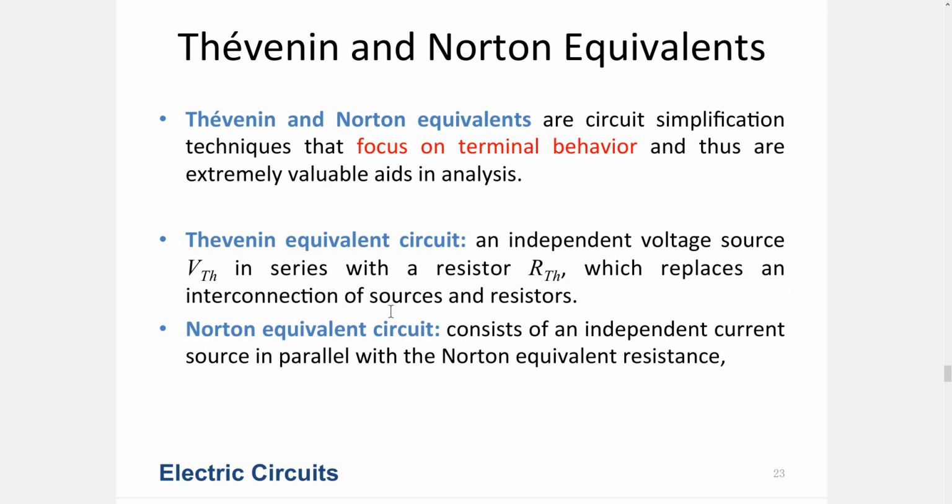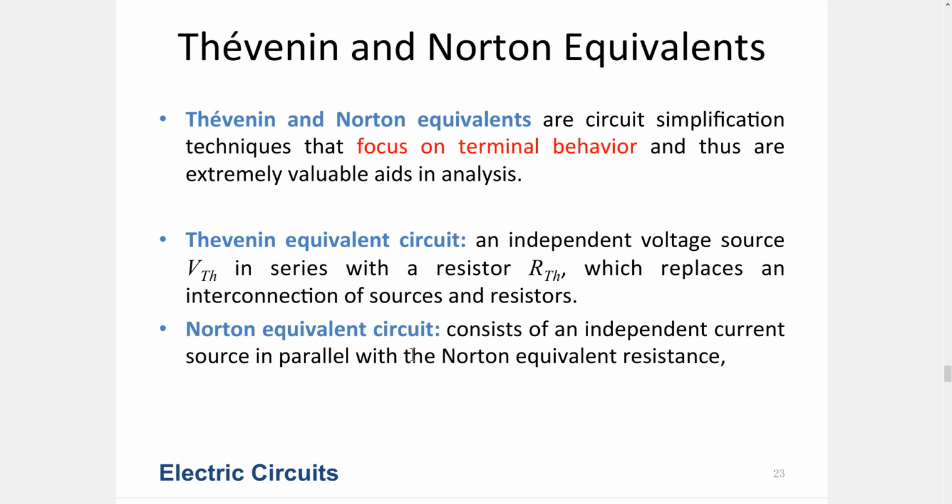In the Thevenin equivalent circuit, an independent voltage source is in series with a resistor, RTH, which replaces an interconnection of sources and resistors in a linear circuit. The Norton equivalent circuit is basically a source transformation of the Thevenin equivalent, so you learn to find the Thevenin equivalent first, then you can always convert to the Norton equivalent.